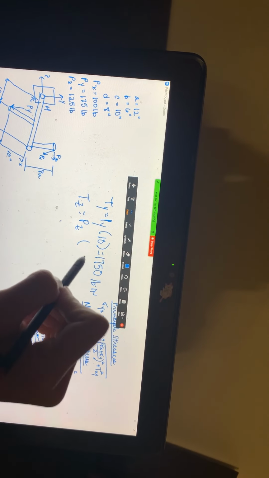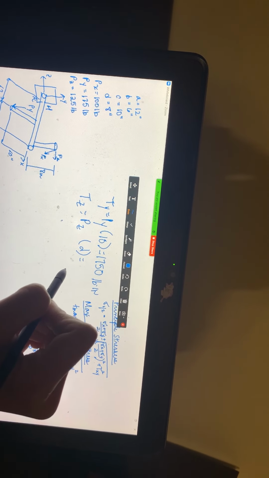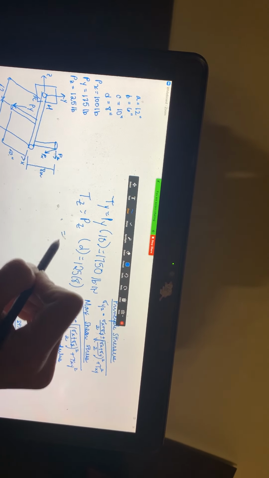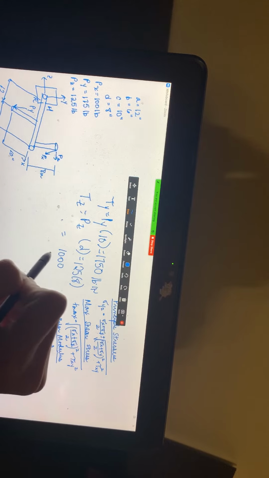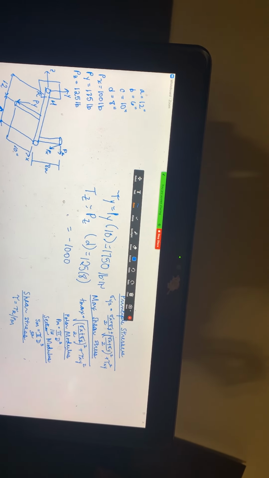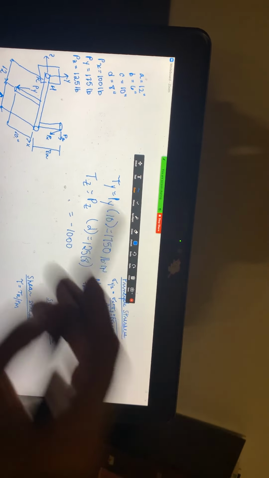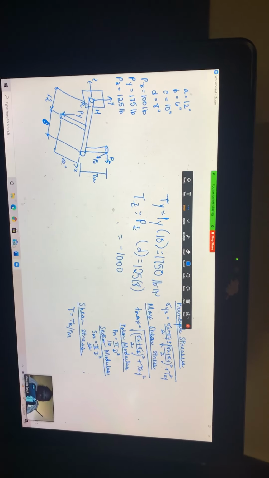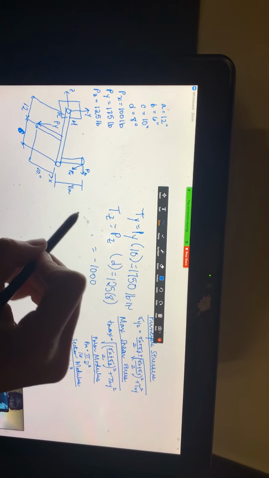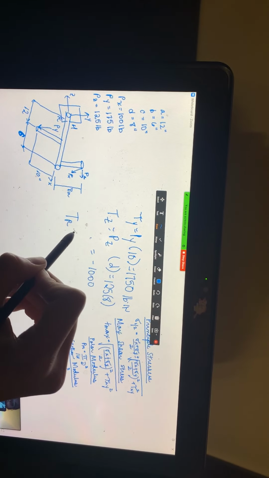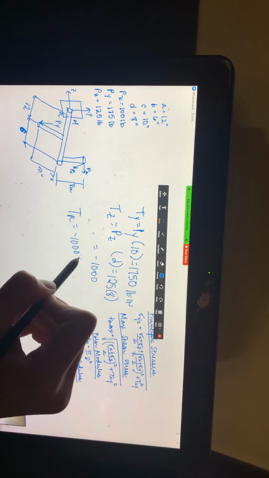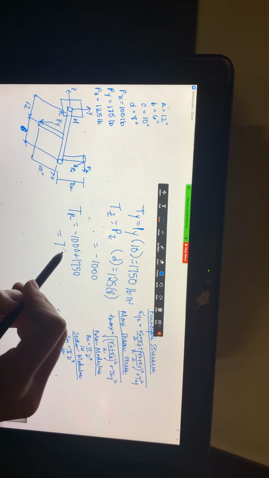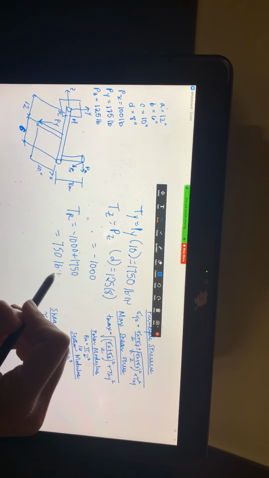times d, 125 times 8, which is equal to 1,000, but this is actually going to be negative because it's turning in the clockwise direction, and the Py is acting in the counterclockwise direction. To find the resultant torsion, we have to add both the values, and your resultant torsion is 750 pounds per inch.